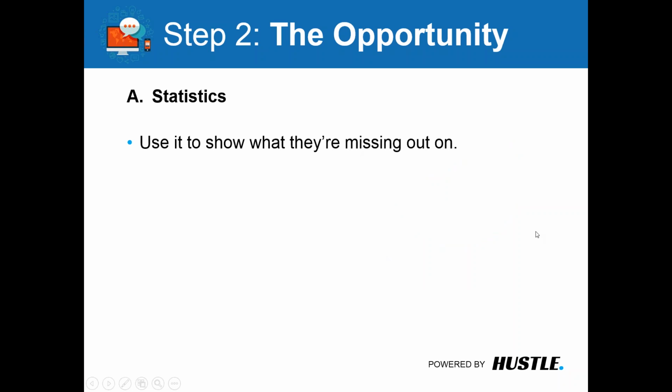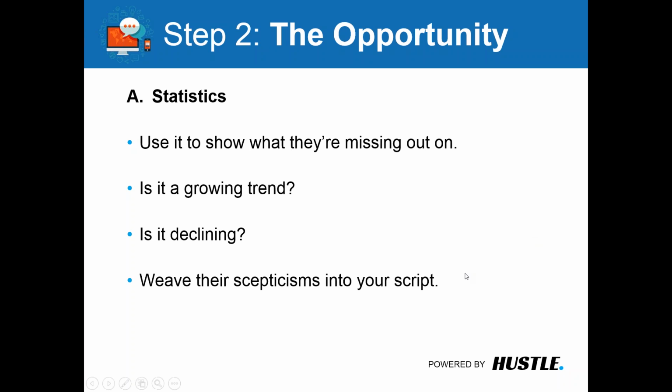So statistics: use them to show what they're missing out on. Is it a growing trend? For example, with webcasting and webinars, Google forecasts that it's a growth area. So I would state that during my webinars, where I'm trying to get people to sign up for my coaching classes. Also, is it a declining trend? Is there something you're doing that will help reduce something, perhaps? Or is your trend declining? That's something you need to address as well. If it's declining, maybe you need to rehash or reframe what you're doing.